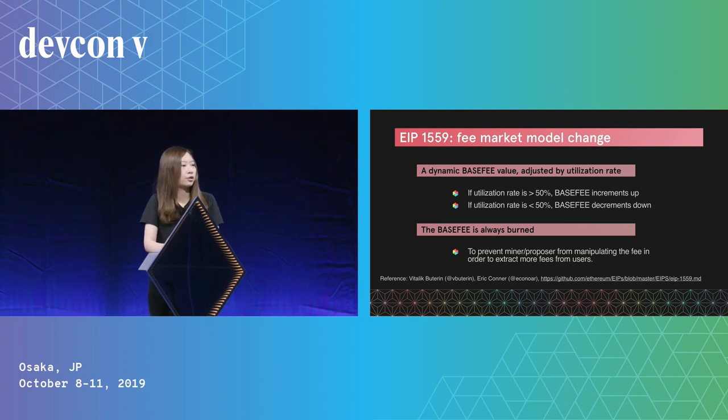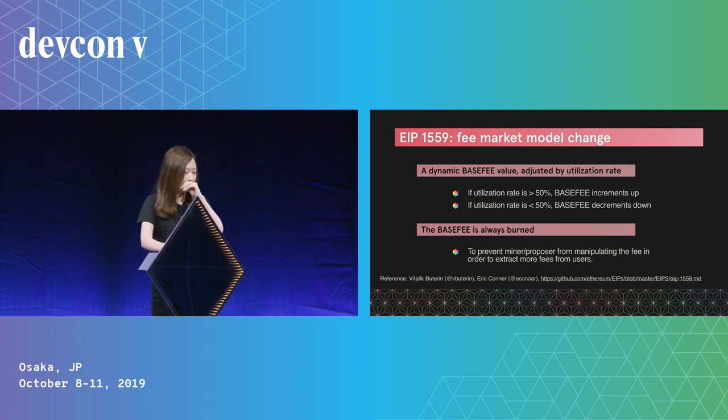Another topic I want to talk about is EIP 1559. It's the fee market model change created by Vitalik and Eric Conner. In this scheme, we will have a dynamic base fee value, and this value is adjusted by the utilization rate. If the utilization rate is over 50%, this variable will increase. If the utilization rate is under 50%, this value will decrease.